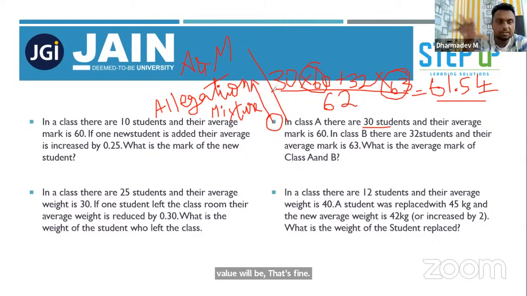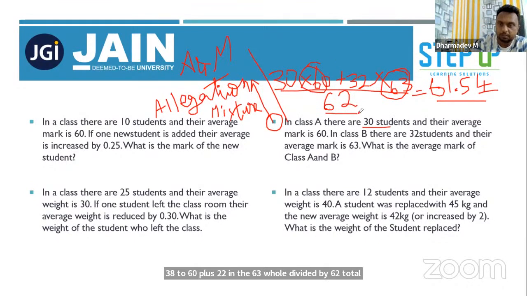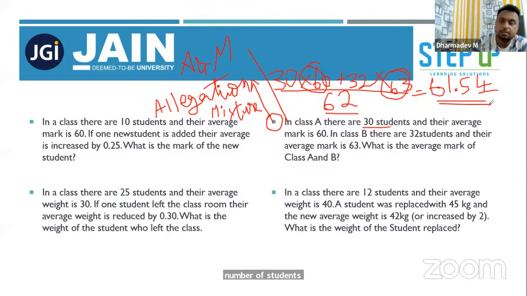I hope the averages is clear, how to do it. Are you clear with that? 30 into 60 plus 32 into 63 whole divided by 62, the total number of students. Yes, so that would be 61.54.